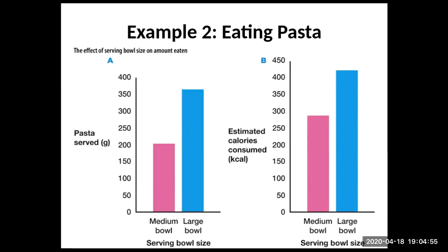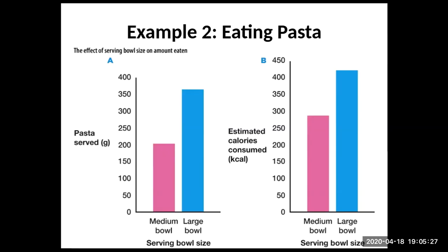So in this example, what we see is a bar graph for each level of the independent variable, whether it's medium or large bowl size. And what you can see from this graph on the left, we can see that those who were given a medium bowl, on average, took about 200 grams of pasta. Whether that's enough to completely fill the bowl, I don't know, because I wasn't there. But that was their average, about 200 grams worth of pasta, and that's the weight.